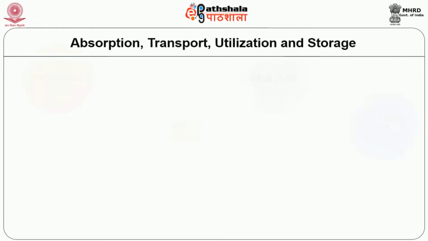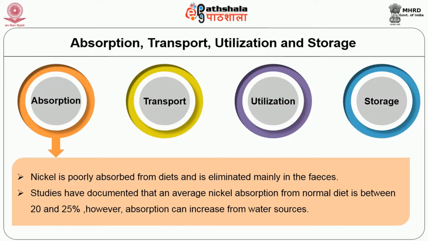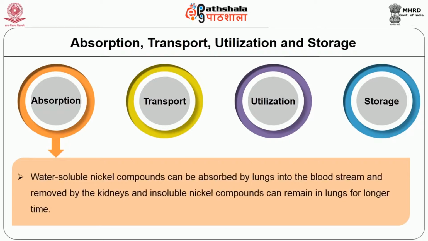Absorption, transportation, utilization and storage of nickel. Nickel is probably absorbed from diets and is eliminated mainly in the feces. Studies have documented that an average nickel absorption from a normal diet is between 20 to 25%. However, absorption can increase from water sources. Water-soluble nickel compounds can be absorbed by lungs into the bloodstream and removed by the kidneys, and insoluble nickel compounds can remain in lungs for a longer time.